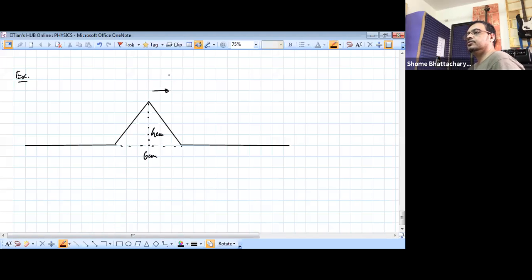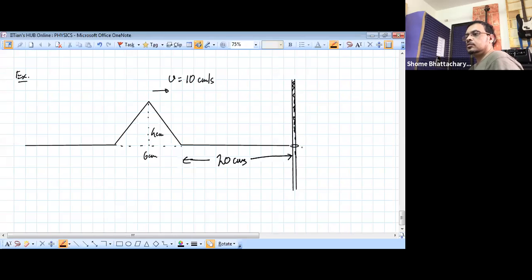It's traveling in this direction with a speed of 10 centimeters per second. And now there is a flexible boundary over here, the shape of a pole. Also, this end is at a distance of, let's say, 20 centimeters. So this is that ring that slips smoothly on the pole.